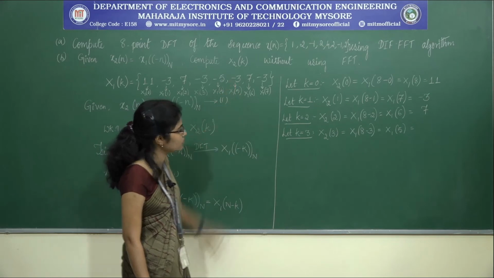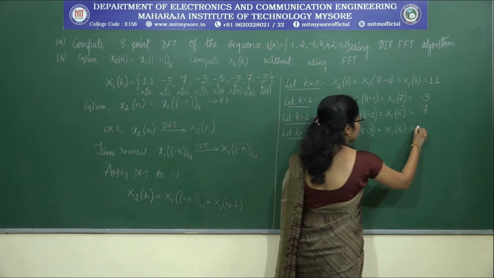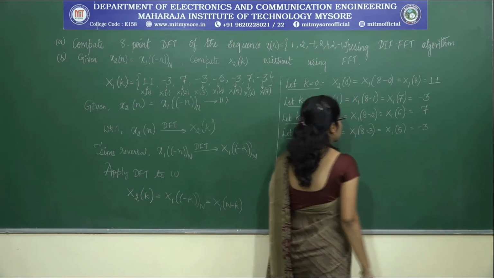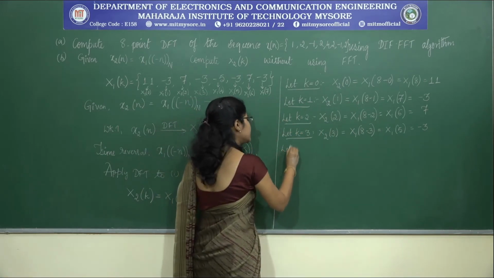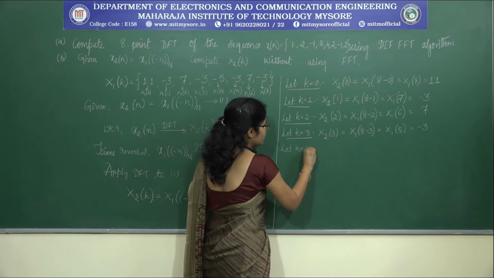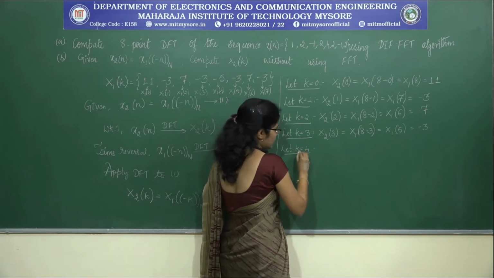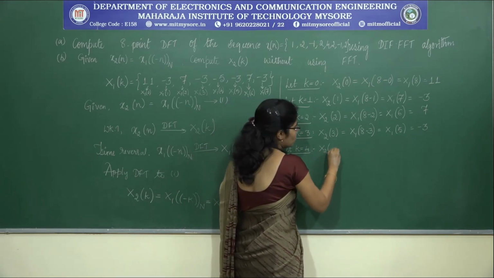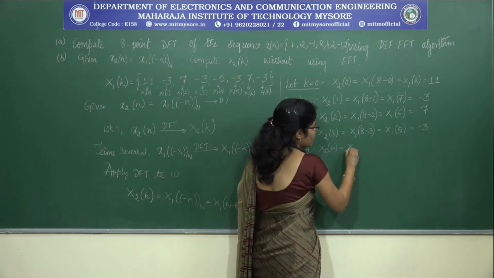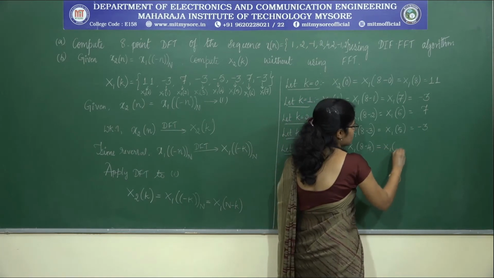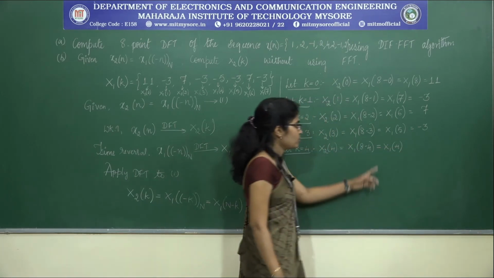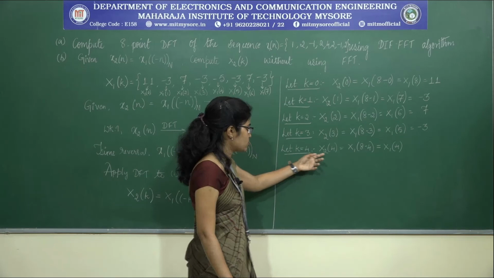x1 of 5 is nothing but equal to minus 3. Therefore, x1 of 5 is equal to minus 3. Now, let us give the next value of k, which is equal to 4. So if k is equal to 4, x2 of 4 will be equal to x1 of 8 minus 4, which gives us x1 of 4. So, the value of x1 of 4 is same as x2 of 4.